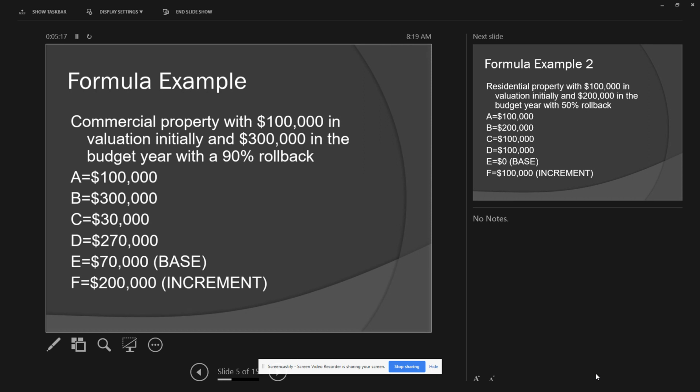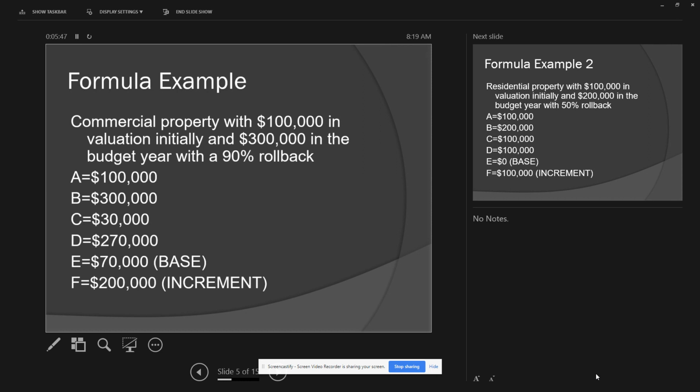So A, of course, is that 100,000. That's the frozen base. That's what it was a few years ago before the TIF started, $100,000. But we say, okay, now we're a few years into this TIF project, and now the value is 300,000. The C, of course, is the rollback. How much rollback are we seeing in the budget year? That's 30,000.